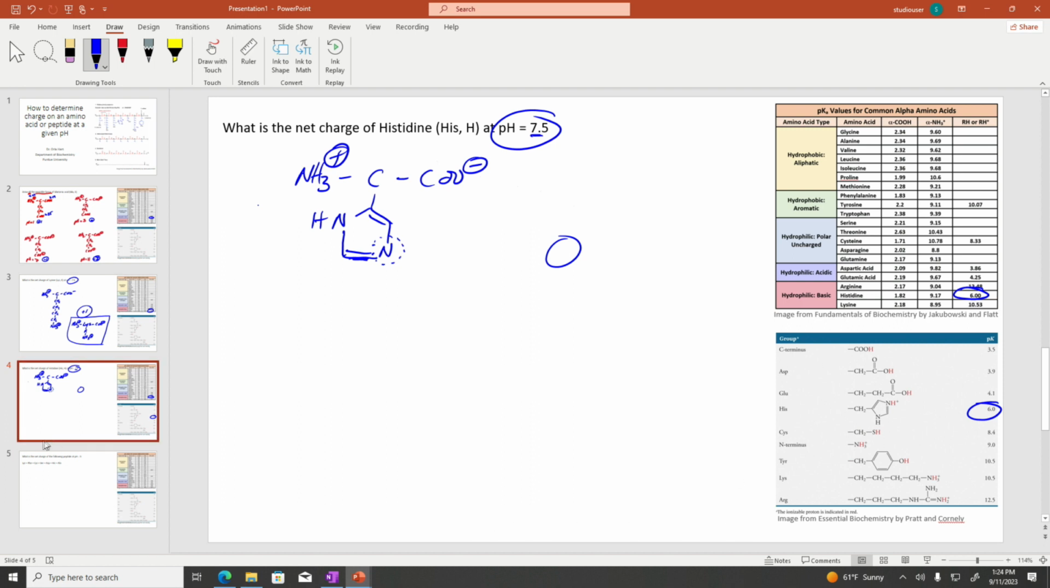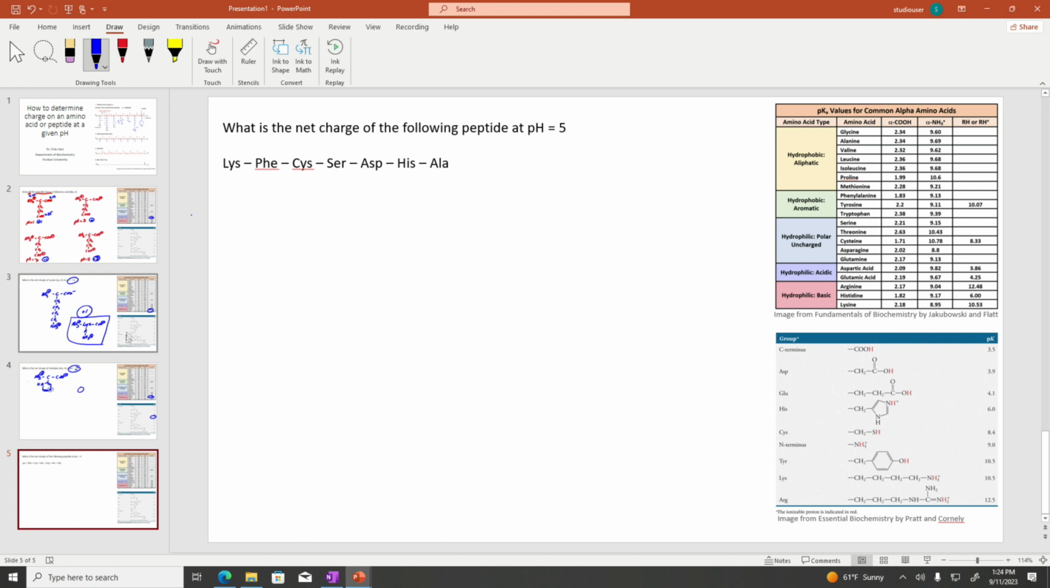Okay, one more before we do a peptide. Oh no, we're going straight into the peptide. Apparently I'm racing through this. So what is the net charge of the following peptide at pH 5?